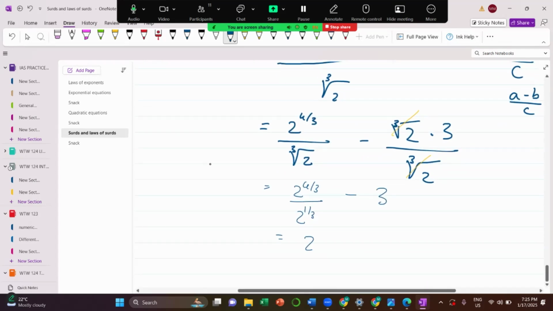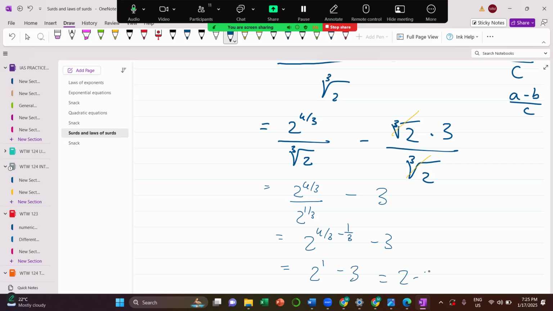Equal sign, I'm continuing. So I'm going to have 2 to the exponent of 4 over 3 minus 1 over 3, minus 3. Here, 4 over 3 minus 1 over 3 is going to give me 1. So I'm going to have 2 to the exponent of 1 minus 3, which is just equal to 2 minus 3, which is just equal to negative 1.